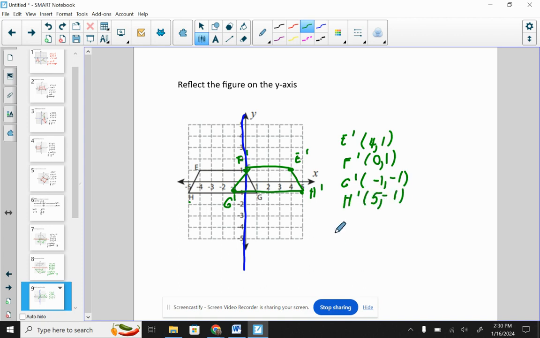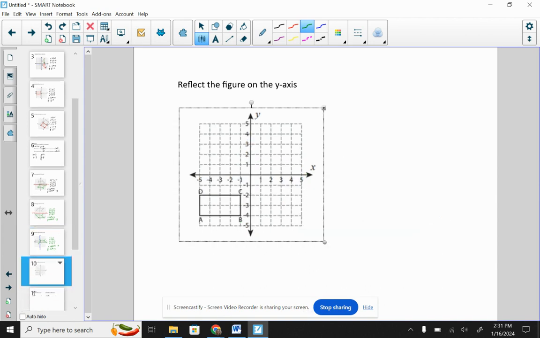Now again, when we look at the x's, be careful here, our x's do change, right? We were at -5 for the H, we're now at +5. Or we were at -4 for the E, we're now at +4. Or our G was +1, we're now -1. Our x is now the opposite, or that's the way we show it mathematically. What about the y? Nothing changes. We did not move anything up or down. We just flipped left to right.